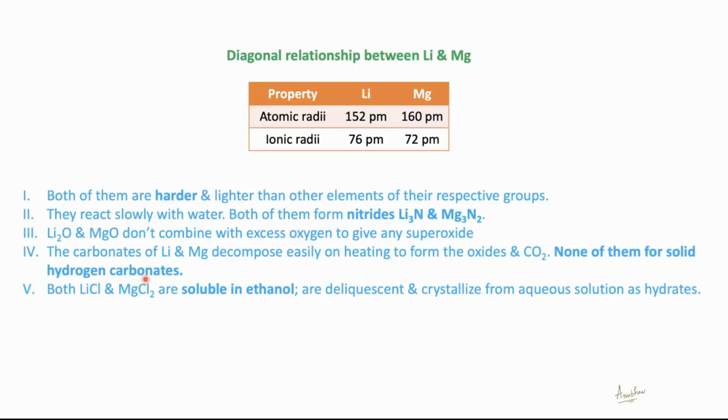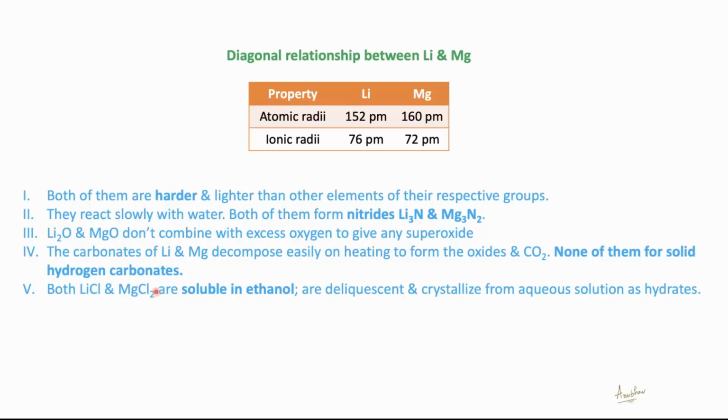The carbonates of lithium and magnesium decompose easily on heating to form the oxides and CO2. None of them form solid hydrogen carbonates. So you see, both lithium and magnesium carbonate, Li2CO3 and MgCO3, decompose easily on heating and form their corresponding oxides. Lithium carbonate forms lithium oxide, magnesium carbonate forms magnesium oxide, and both release CO2 easily if they are heated. But none of them forms hydrogen carbonate or bicarbonate. LiHCO3 is non-existent, and MgHCO3 is also non-existent.